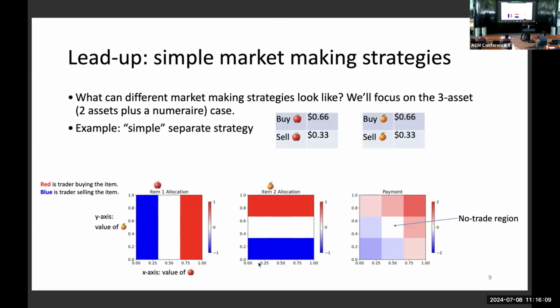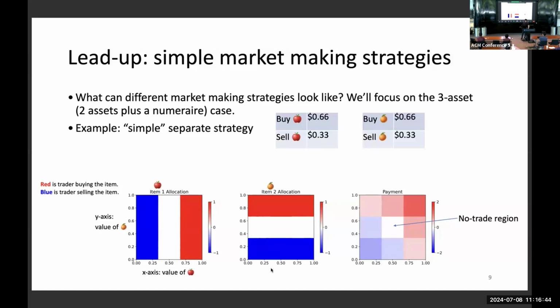We can first start by thinking about what the simplest strategy looks like. That is just offering a one-dimensional market-making mechanism in each traded asset separately. When there are 3 assets in total, or 2 traded assets plus a numeraire, we have one item that is the apple and the other is the orange. We offer 2 separate bid-ask spreads for each of those and then combine them together. So these 3 plots are the visualization of this simple market-making mechanism.